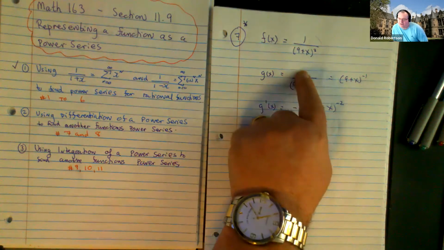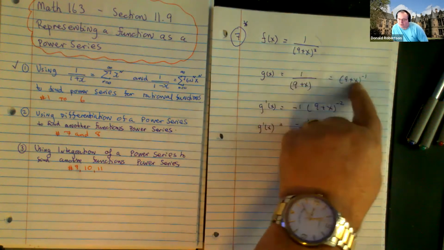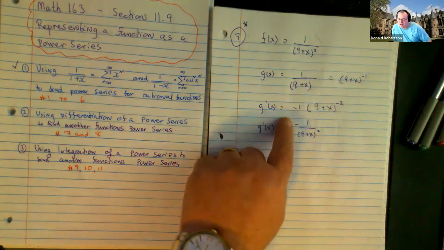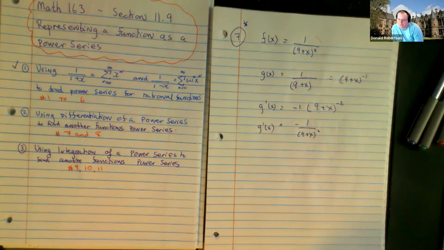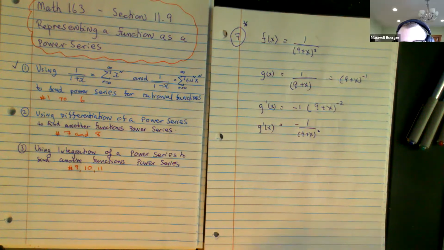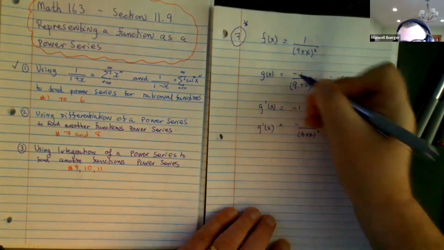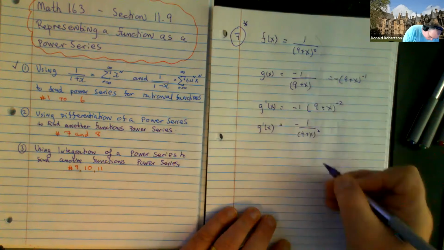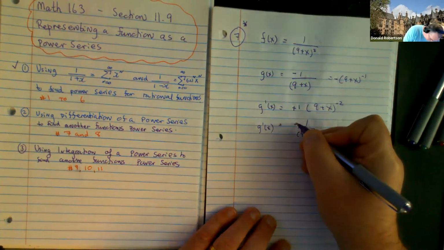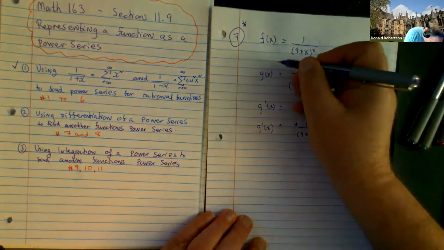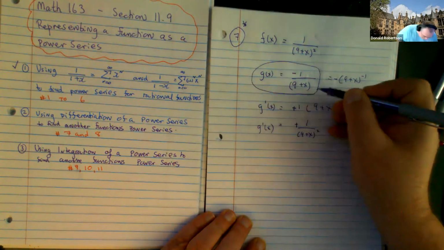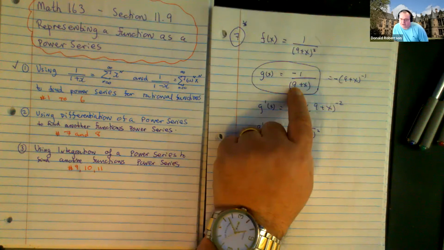What could I add to this so that when I go through the differentiation process, I get positive 1 over 9 plus x squared? Make it negative. Right? And if you make that negative, you make that negative, which makes this positive, which makes this positive. So we have now found the go-to function. I am going to find the power series for this guy.